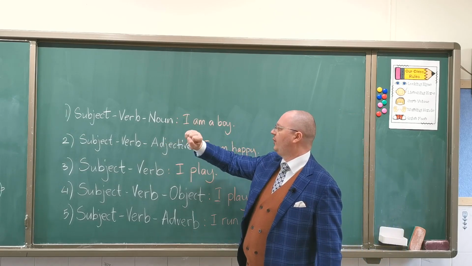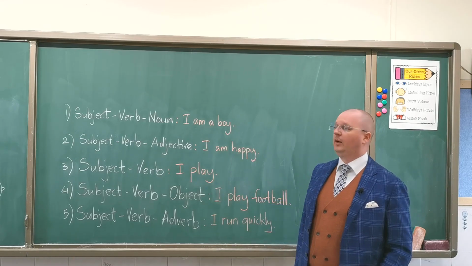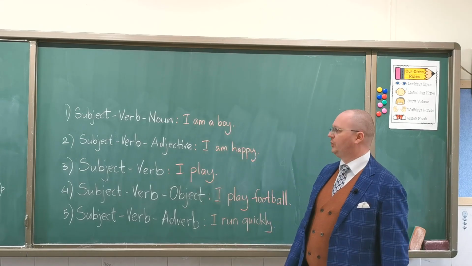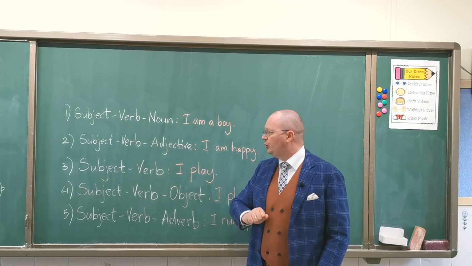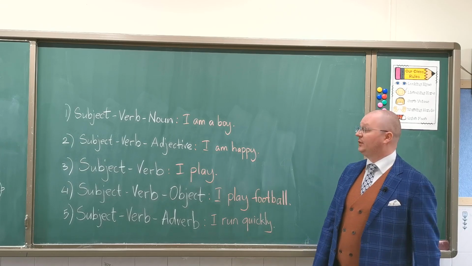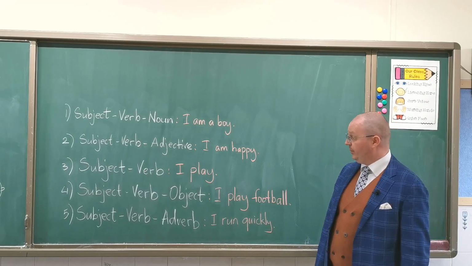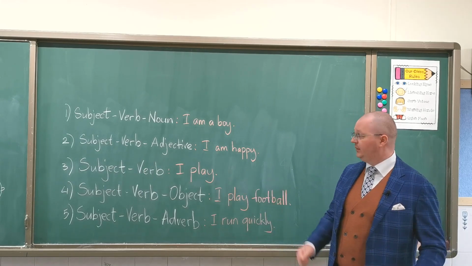Subject, verb, noun. Sentences like I'm a boy, I'm a girl, it is blue, it is a dog, and so on. Pattern number 2, subject, verb, adjective. I am happy, it is blue. Pattern number 3, subject, verb. I play, he runs, we dance.